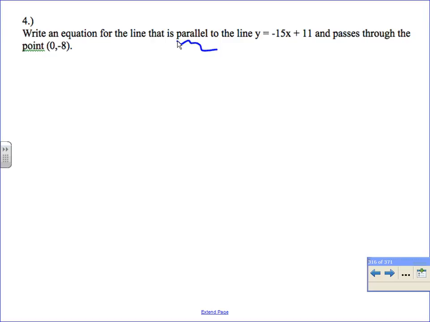Okay, then their slopes are always what? Good, the same. So parallel means this has to be the same. So I'm going to write down m equals -15. Parallel lines, the m has to be the same. And it passes through the point 0, -8. What is that called? 0, -8, Matt, is what? Good, it's the y-intercept. So our b is -8. So what's the equation going to be, Doug?